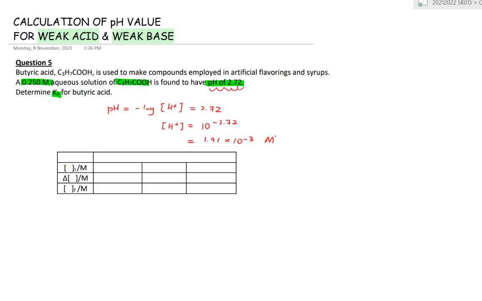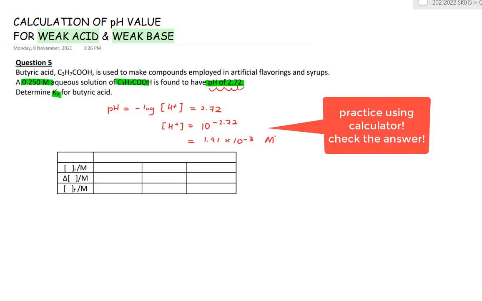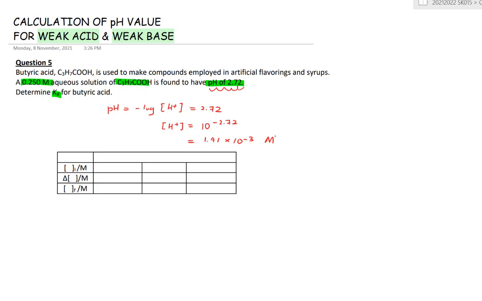Please practice using the shift log in your calculator. You need to familiarize yourself with how to do it, either way, whether you want to do negative log of the concentration or shift log of the pH value. So practice using the calculator. If you have any problem, you need to ask for help. Right, so now we have got our concentration for H+.